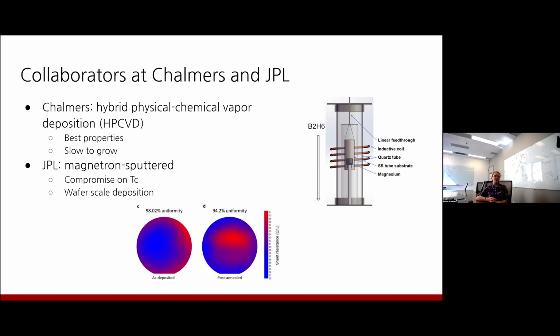We're also working with a group at JPL that's learned how to magnetron sputter magnesium diboride, a more similar technique to the way that our silicides and nitrides are usually grown. We have some compromise on the film properties in this case. The TCs tend to be lower, maybe more like 35 Kelvin, but it does allow wafer scale deposition, and that can give us a lot more space, for instance, to iterate on our fabrication processes.